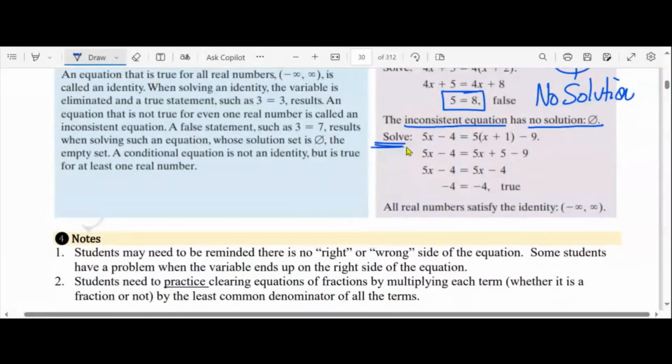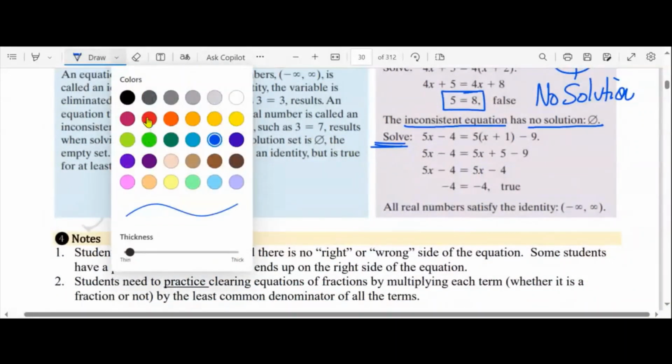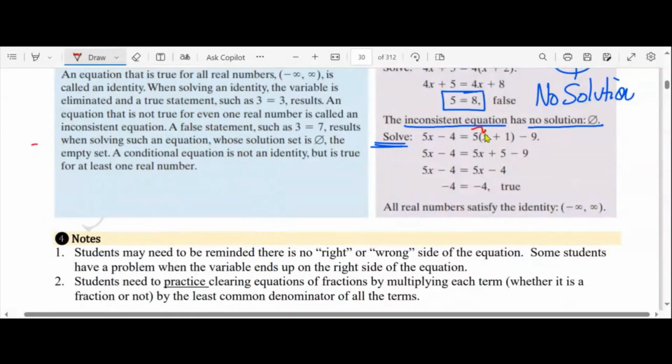Next one, I have another exercise here. Okay, let me change the color. Here I'm going to distribute the 5 how many times? Twice, 2 times. And then you combine like terms. And then at the end, you don't get x. You just get -4 equals -4. If you get a number equal to a number, and it's the same number, in this case it means all real numbers are solutions.